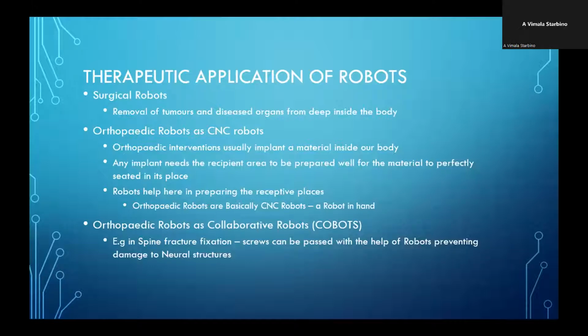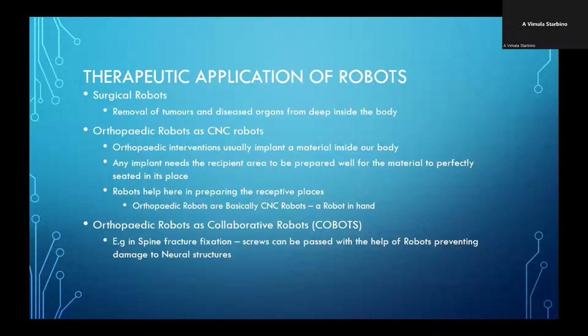What is the role of orthopedic robots? You all know what a CNC robot is. The orthopedic robot which I currently use is basically a CNC robot. What do they do? CNC robots generate a model from a stock piece. Likewise, usually in orthopedic intervention, we need an implant. For example, if there is joint degeneration, the joint cartilage is already damaged, we need to replace the cartilage with metal. For the metal to sit perfectly into the bone, we need to shape up the bone.